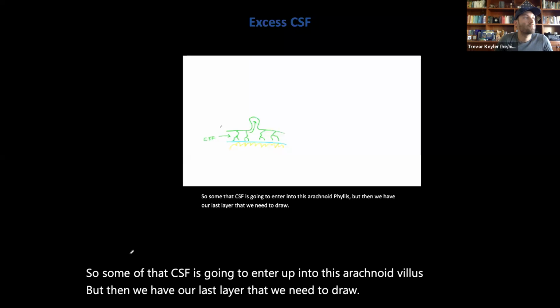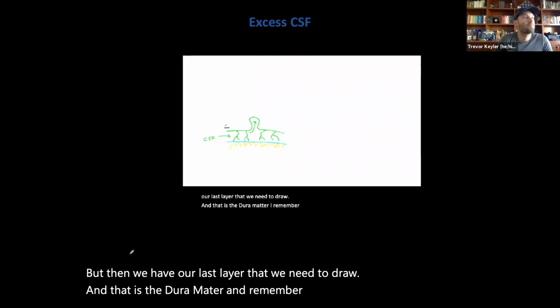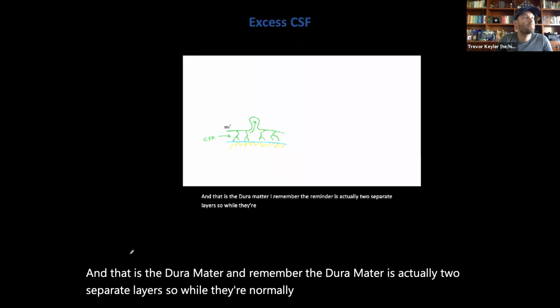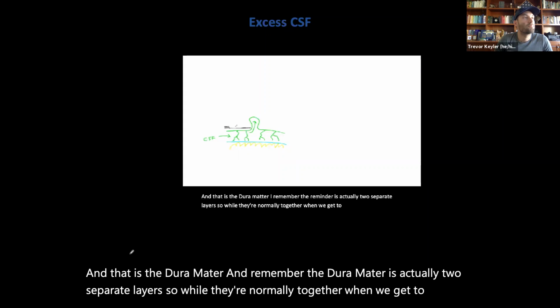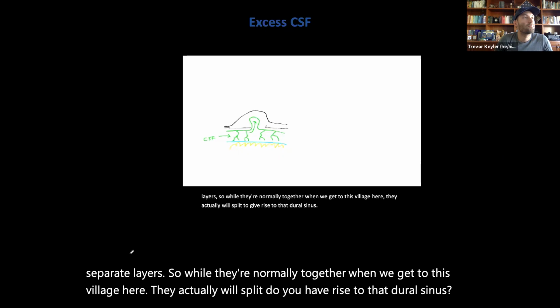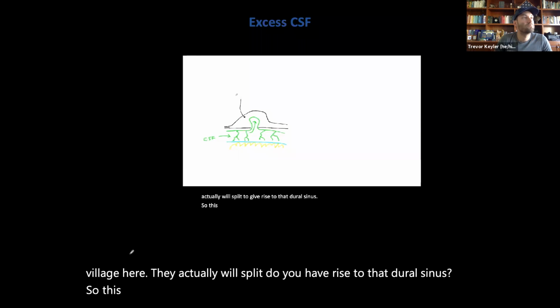and that is the dura mater. And remember, the dura mater is actually two separate layers. So while they're normally together, when we get to this villus here, they actually will split to give rise to that dural sinus. Okay. So this is that dural sinus here.